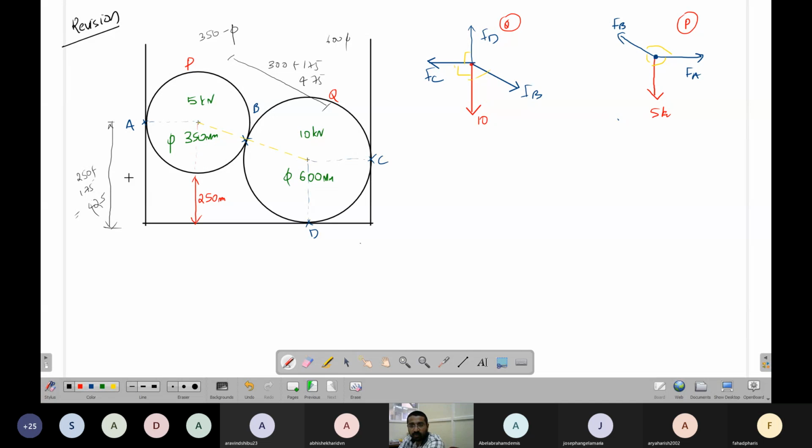Now this we know. What else can we find out? This is 600. So now let's say I am drawing a horizontal line here. Now if I call this angle alpha, is there any way I can find alpha?